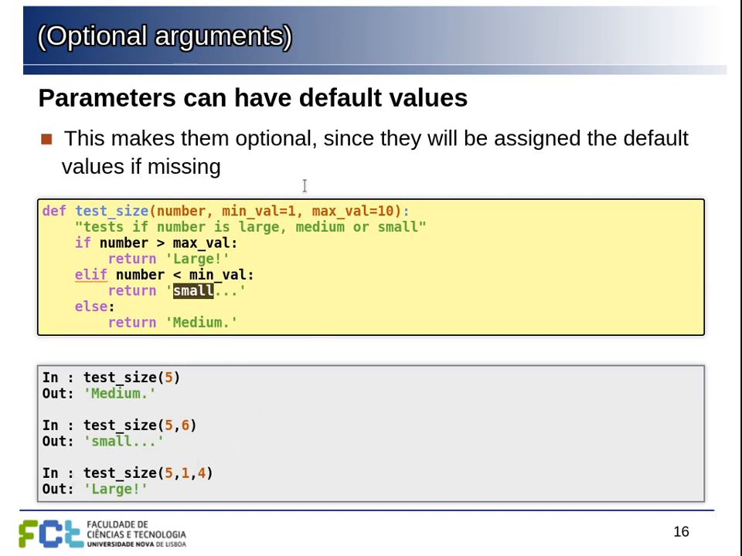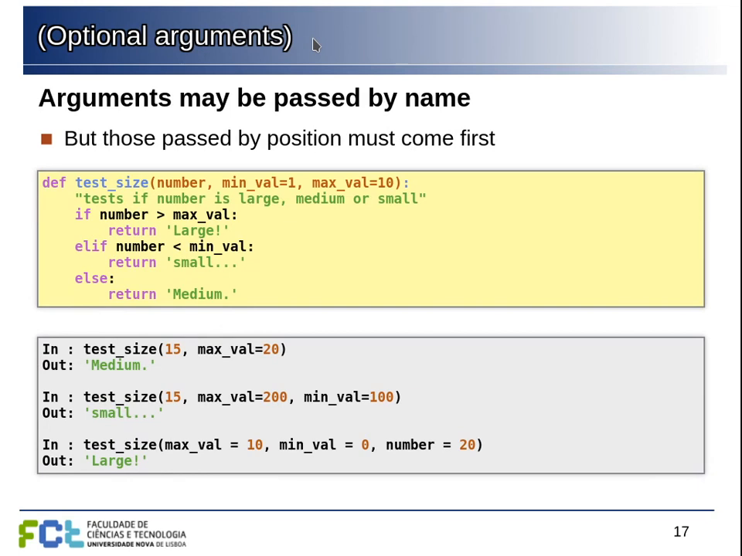Or we can include also this last argument here, and so in this case 5, 1, 4, the number will be 5, min val will be 1, max val will be 4, so you will have this condition true and the function returns large. When we have several default values, it may be useful to omit some that we don't want. For example, suppose that we only want to specify the number and the max val. We want to keep min val in default. For that, we can pass arguments by name.